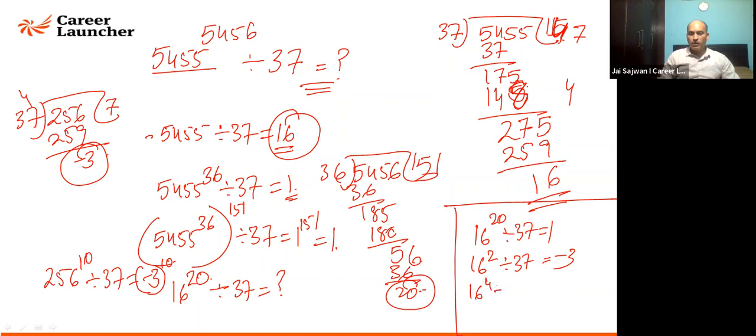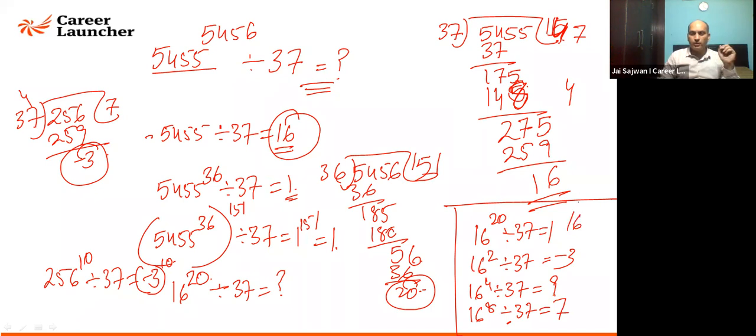Fine. 16 to the power of 4 when divided by 37, can I say remainder is 9? 16 to the power of 8 when divided by 37, can I say remainder is 81? 37 twos are 74, and 7 is the remainder.